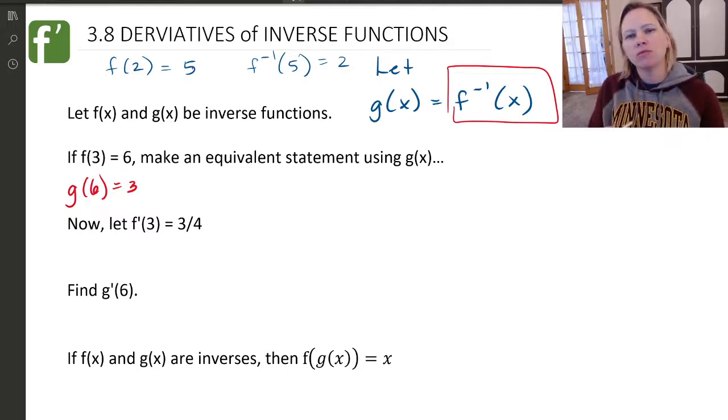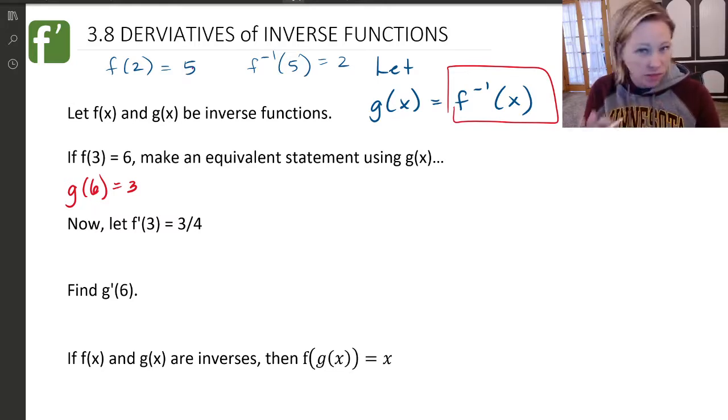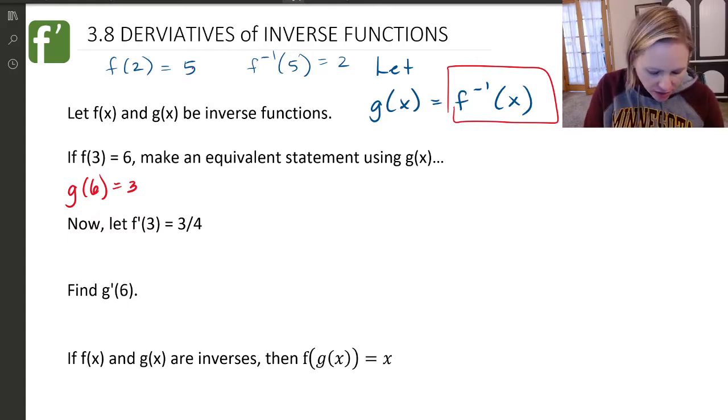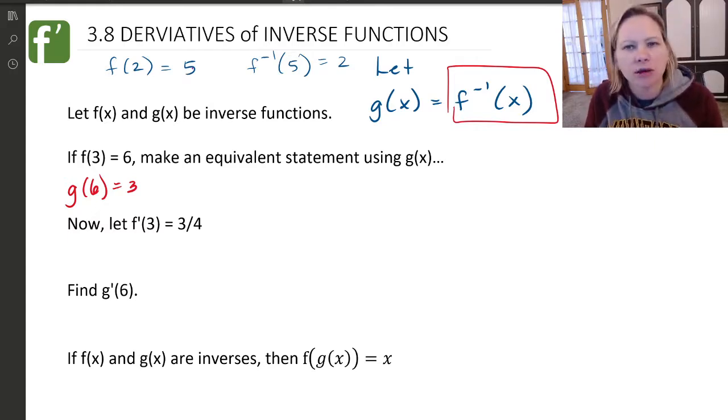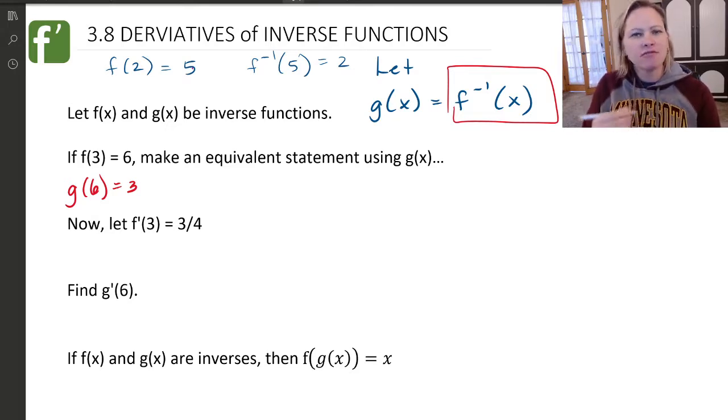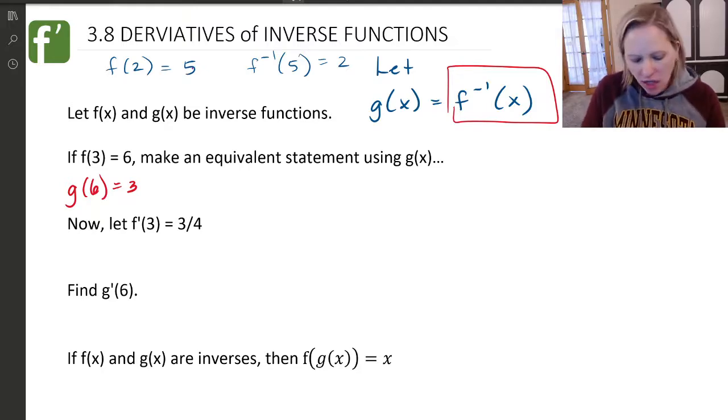So if your original problem comes in terms of f to the negative 1, just take a moment and write down and say, let g represent this inverse function. And you can redefine functions, and then we're just going to use the letter g throughout to avoid confusion. Then the problem usually will also give you information about the derivative. It'll say if f of 3 is 6, f prime of 3 is this value. So it does this in the next line. And then it asks you to find g prime. So it wants the inverse derivative. That's what g prime is. It's the inverse derivative.